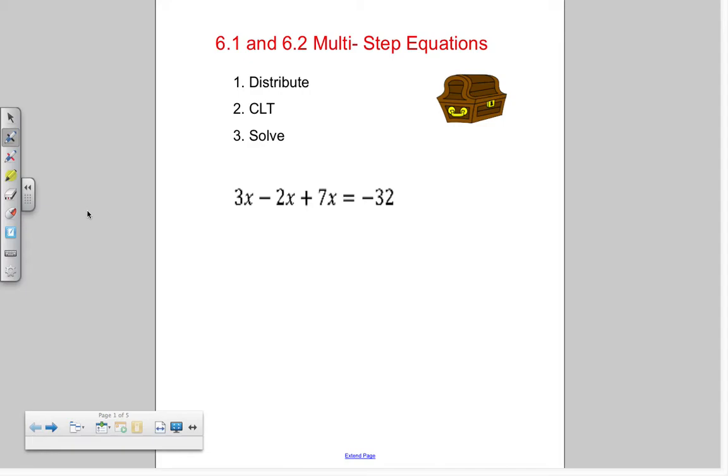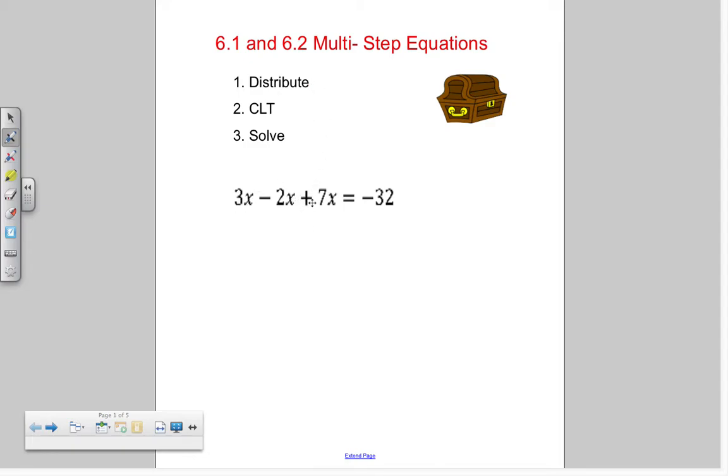So the basic thing to remember is that you have to first distribute, second CLT, do you remember what that means? Combine like terms, and third solve. And you want to think about that as like a checklist. Okay, and so I am going to add some complicated things on the solve part as well, but that's the basic checklist. So I start with this example problem.